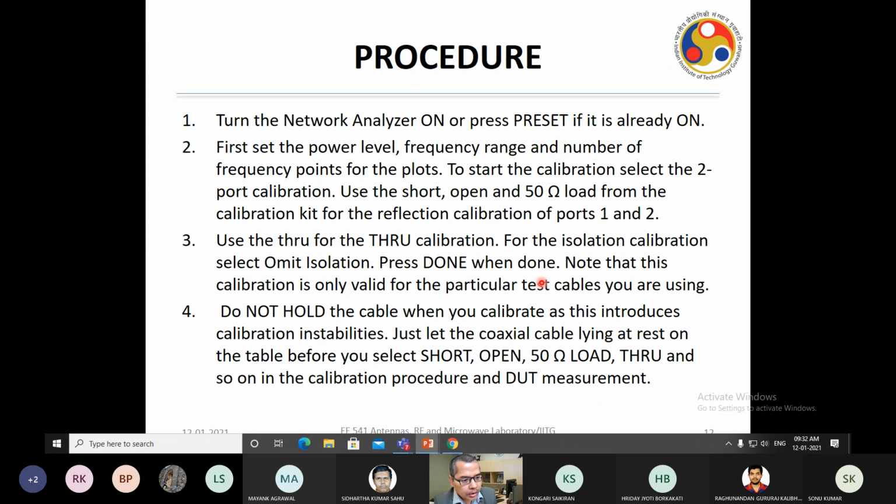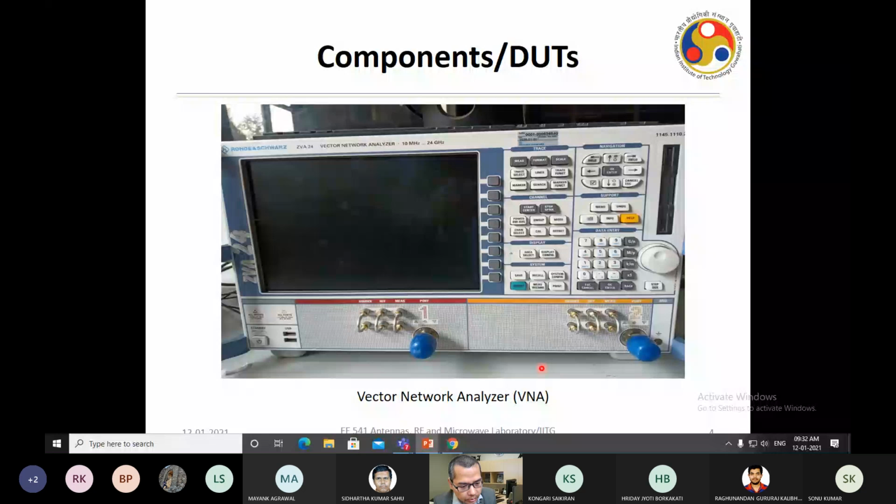Step by step, it has been explained. First, you turn on the network analyzer, as is obvious. Then there's a button on the network analyzer, which is the preset button. So let me just go back to the preset button. The preset button is here. As soon as you connect the network analyzer and put it on, you have to press the preset button.